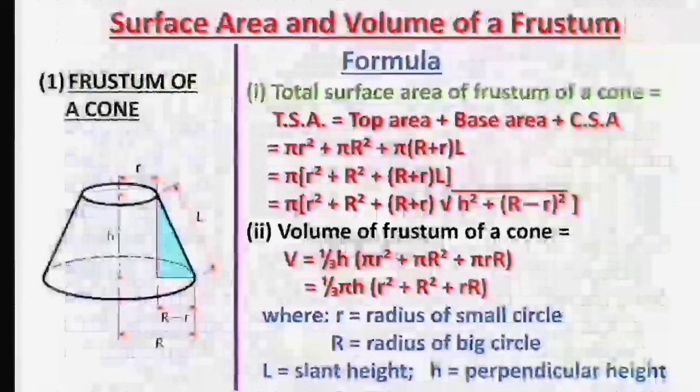Formula for the total surface area of the frustum of a cone is pi r squared, talking about the small radius for the small circle, plus pi R squared, talking about the big radius for the big circle, plus pi times (R plus r) times the slant side or the slant height.